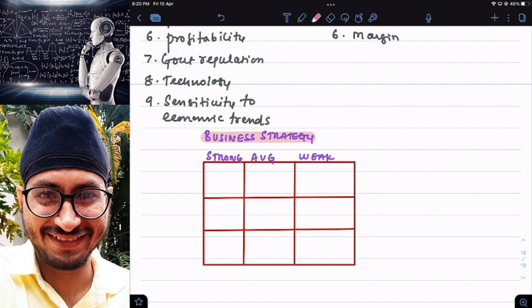Then we have industry attractiveness. Industry attractiveness can be low, medium, or high. Clear? Low, medium, or high.